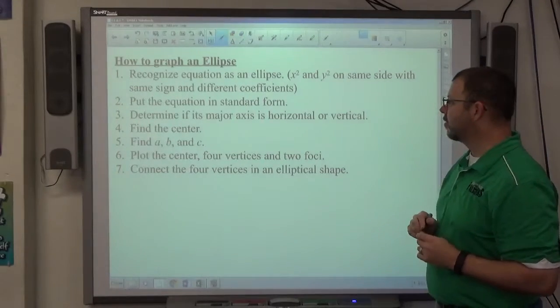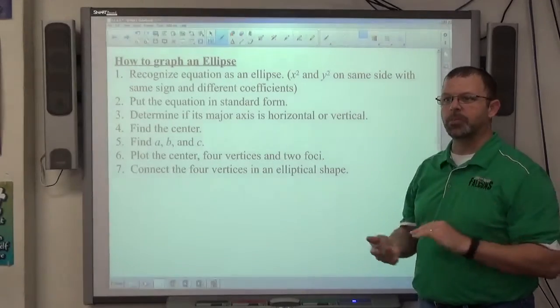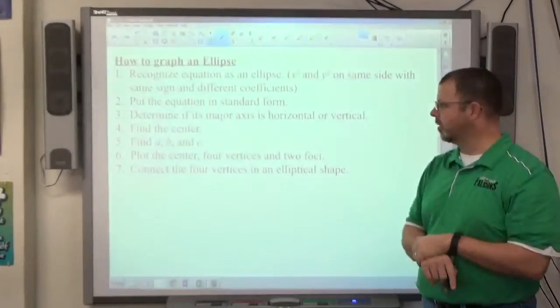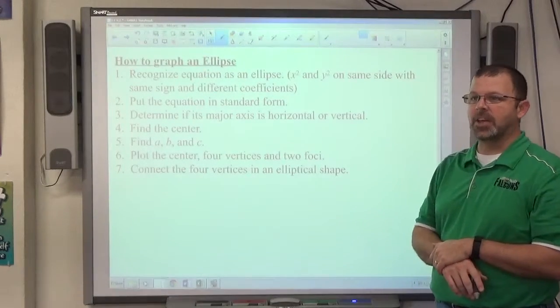Determine if it's a major axis, horizontal or vertical: which is bigger, A or B? If A is bigger, it goes horizontally. If B is bigger, it goes vertically. Find the center, that's H, K.